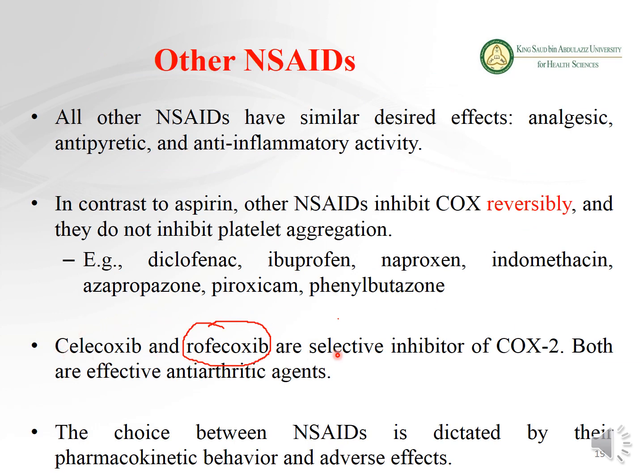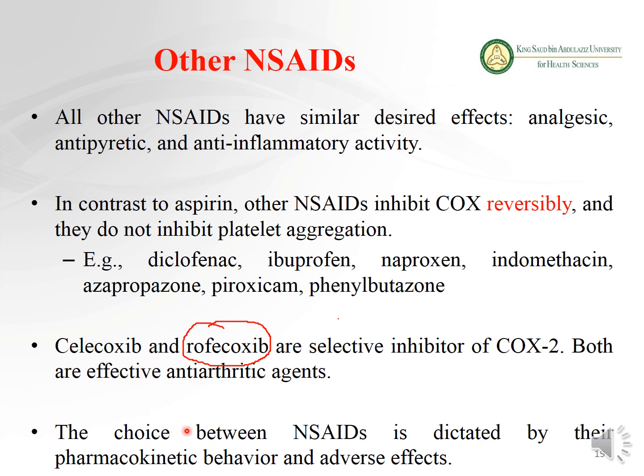Celecoxib and rofecoxib are both selective inhibitors of COX-2. However, rofecoxib has been removed from the market due to its cardiovascular side effects. So nowadays celecoxib is used as a selective COX-2 inhibitor for the treatment of arthritis. It is a more effective drug for arthritis, which is caused by inflammation, because of its anti-inflammatory effect.